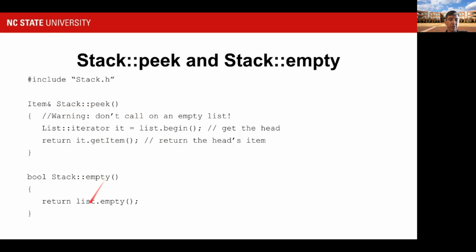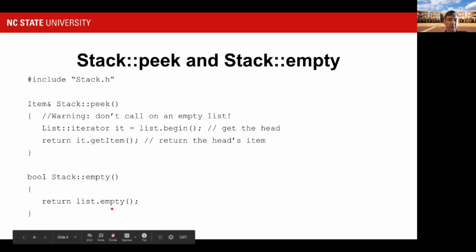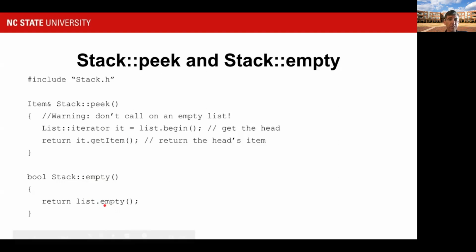Okay, and then empty is pretty simple. List has its own empty function, right? It's one of the first things we implemented. If head is null, we know it's empty. And so we just call that list empty and return the result. And that tells us the stack is empty. Okay, and with that, we're done. We've implemented a stack data type.